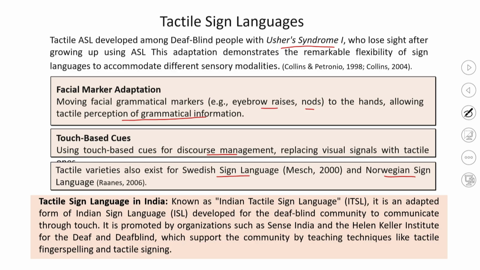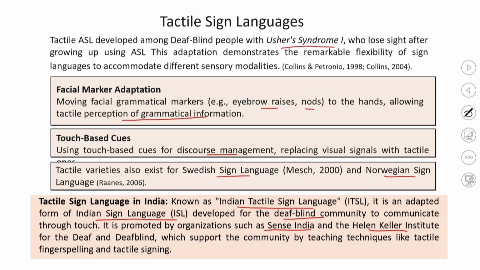And in India, we have Indian tactile sign language, ITSL. It is an adapted form of the ISL. Just as ASL and the Norwegian and the Swedish sign languages have a tactile version, similarly Indian sign language also has a tactile variation. So, this is developed for the deaf-blind community to communicate through touch, and it is promoted by organizations like Sense India and Helen Keller Institute for the deaf and blind and others.